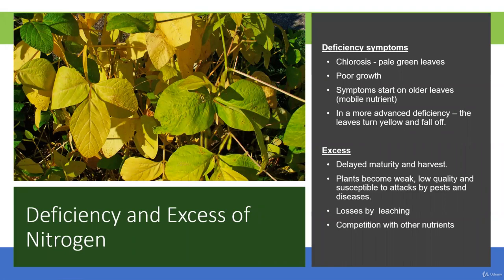Deficiency and excess of nitrogen. Deficiency symptoms include chlorosis, which means pale green leaves. It results in poor growth. The symptoms start on older leaves. We mentioned it's a mobile nutrient. In a more advanced deficiency, the leaves turn yellow and fall off.